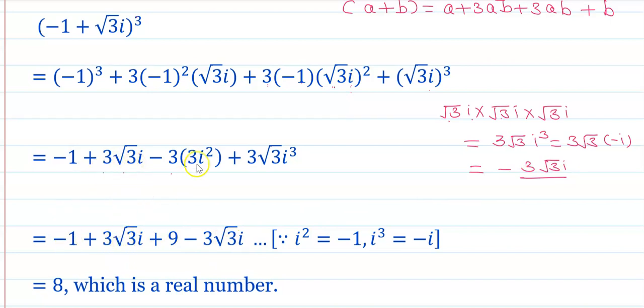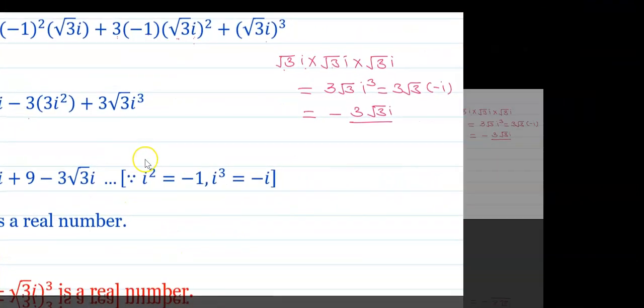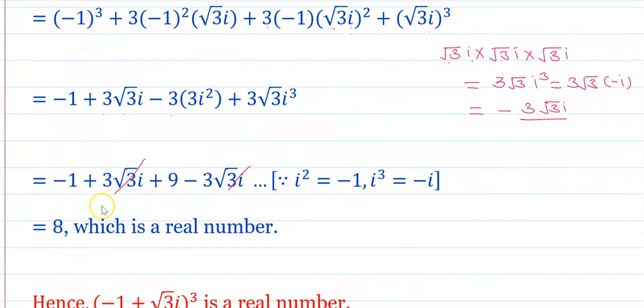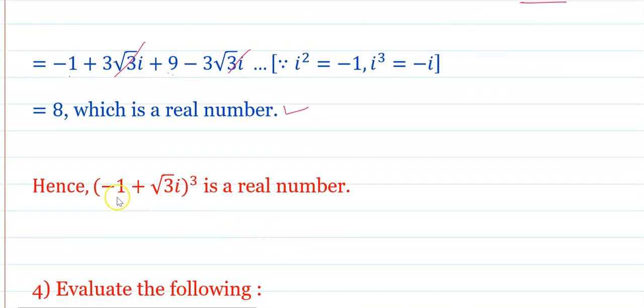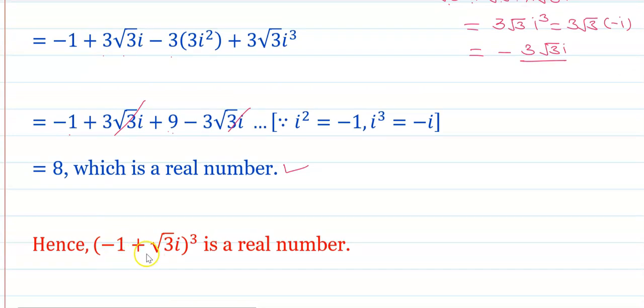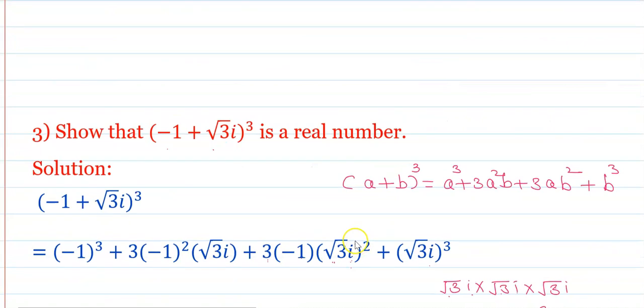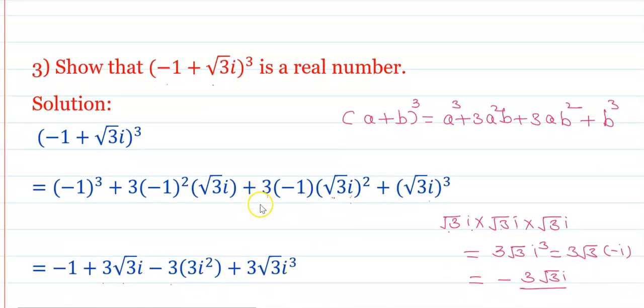Okay. Next, minus 1 into 3√3i and it's a square. I square means what? Minus 1. 3 into minus 1, minus 3. Minus 3 into minus 3, you are getting plus 9. Then these two terms get cancelled. Minus 1 plus 9, you are getting 8, which is a real number. Hence, (-1 + √3i)³ is a real number.